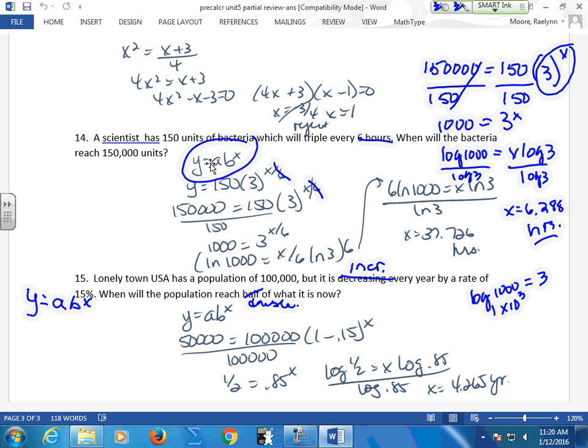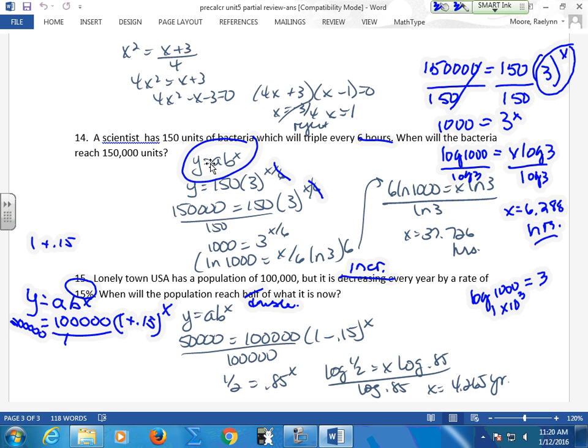What did we start with? What's our initial? 100,000. What's our rate? 1.15, but it's 1 plus 0.15. Okay, so we're increasing by a rate of 15%, and so it's 1 plus 0.15. We're increasing this every year. And what do we want this to end up with? 200,000.